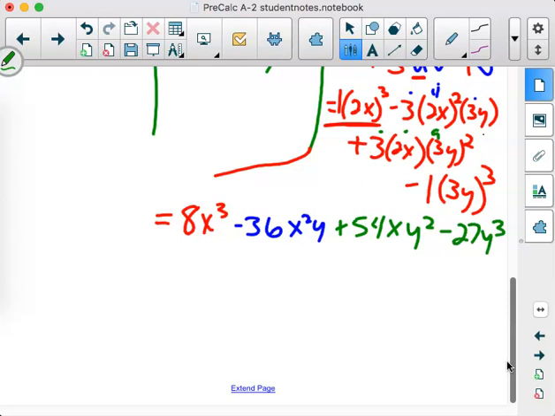And like I said, this becomes a big time saver when you are raising binomials to the third power or higher. And it's just a formula that we need to get used to. And we need to get used to Pascal's triangle and how to use that.